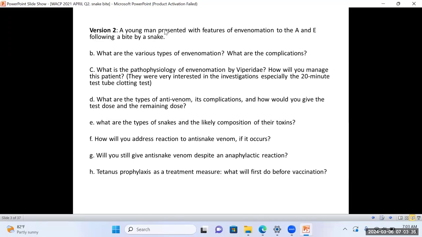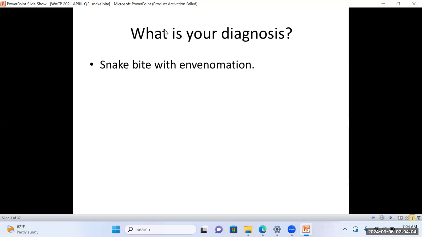What are the complications? What is the pathophysiology of envenomation by the viperidae? How would you manage this patient? What are the types of antivenom, its complications, and how would you give the test dose and the remaining dose? What are the types of snakes and the likely composition of their toxins? How will you address reaction to anti-snake venom if it occurs? Will you still give anti-snake venom despite an anaphylactic reaction? Tetanus prophylaxis as a treatment measure, what will you do first before vaccination?